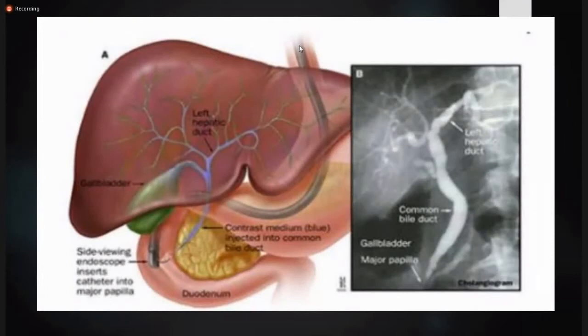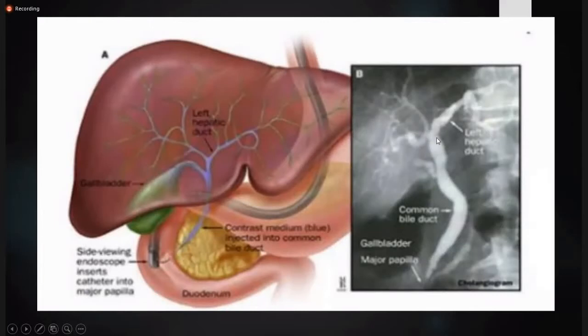An endoscope is passed through the mouth, like endoscopy is done for the upper GI. Then, when the endoscope reaches the ampulla, a wire is inserted into the CBD and contrast is given. When the contrast is given, an X-ray is taken to see the bile channels. Now, the contrast is outlining the entire biliary anatomy. So this is how ERCP is done.